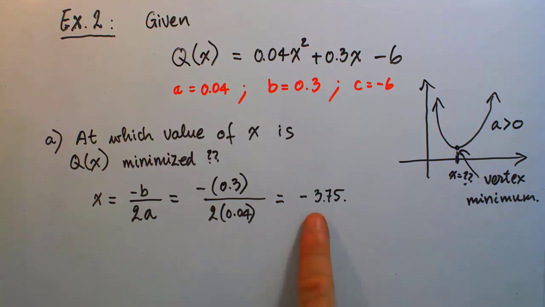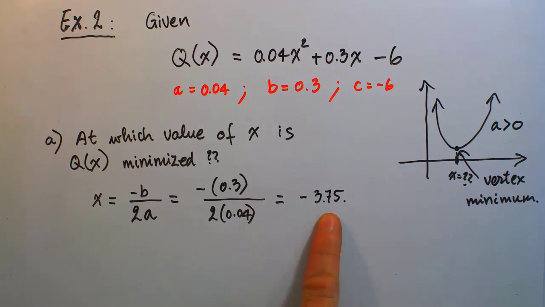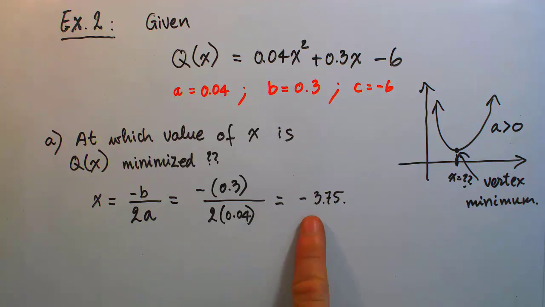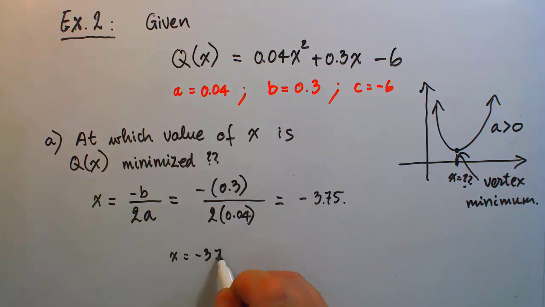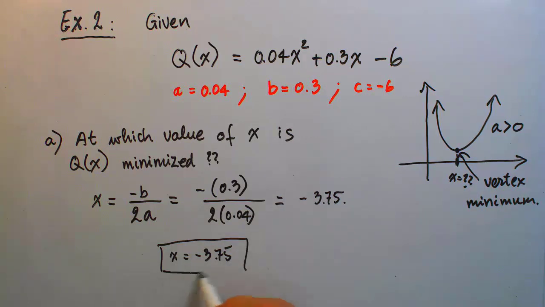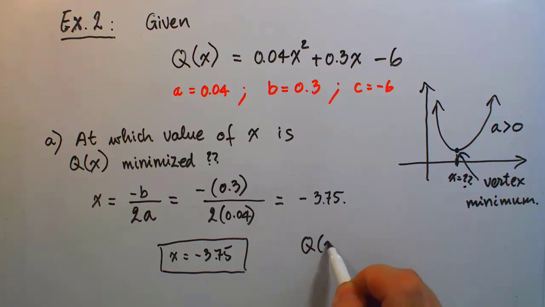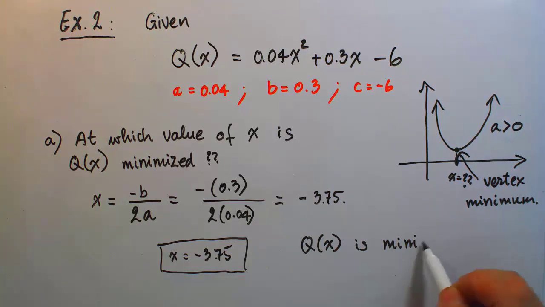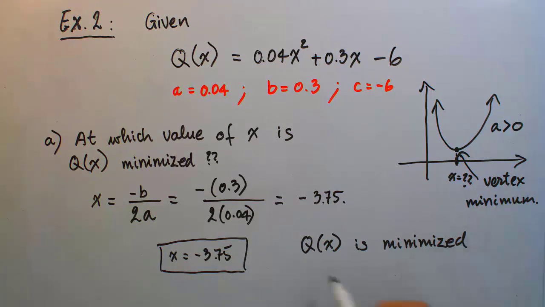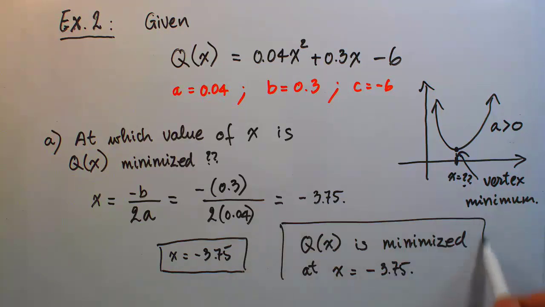So now x equals negative 3.75 is where the function hits the minimum value. And so we're now going to make our final conclusion. Simply stating x equals negative 3.75 is one way, or we can say that a little more formally: q of x is minimized at x equals negative 3.75. And that is our answer to the question.